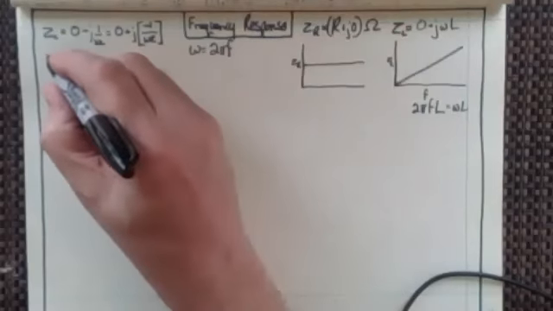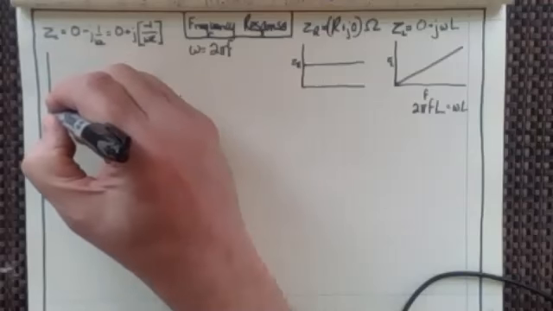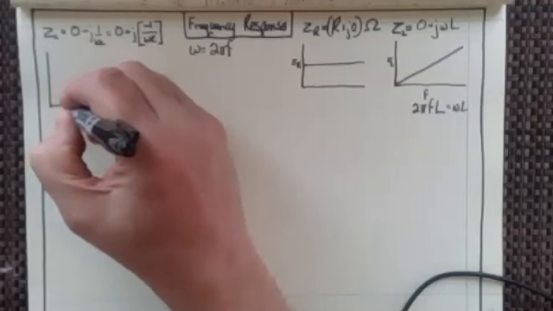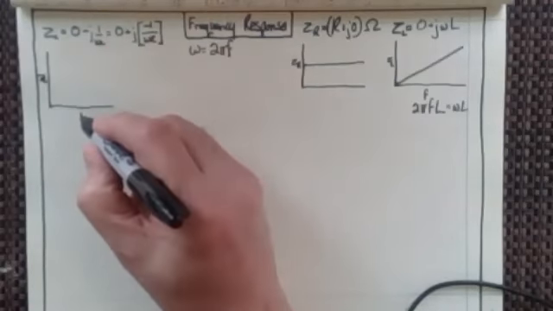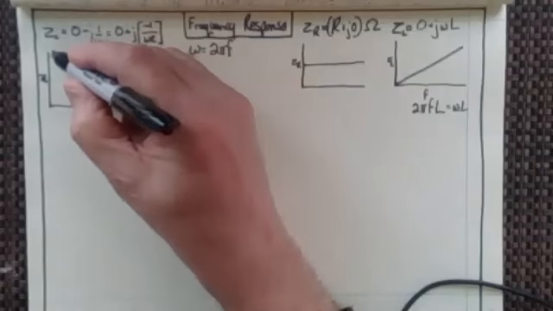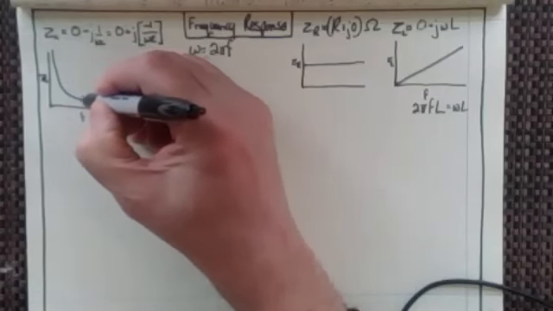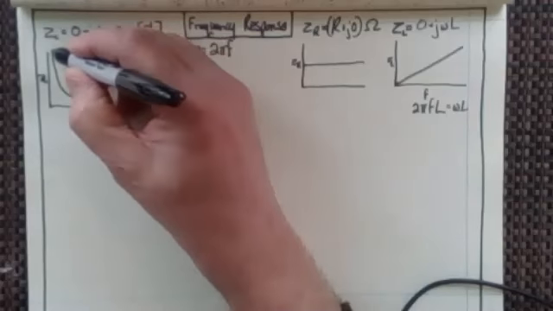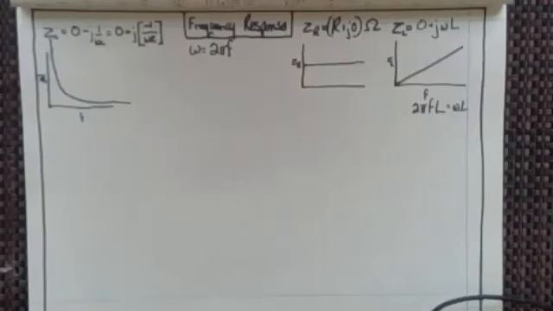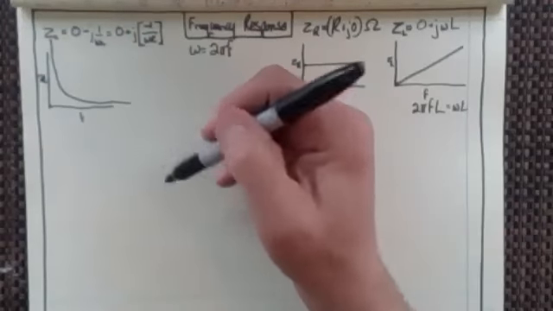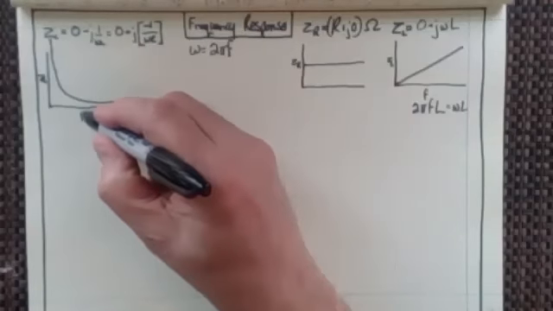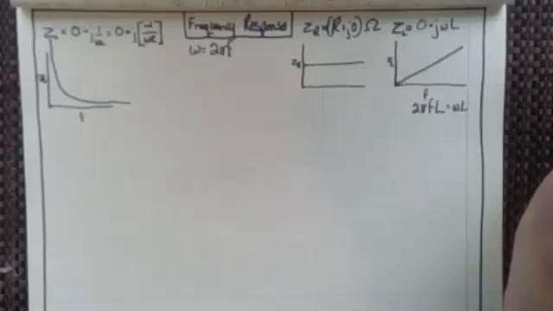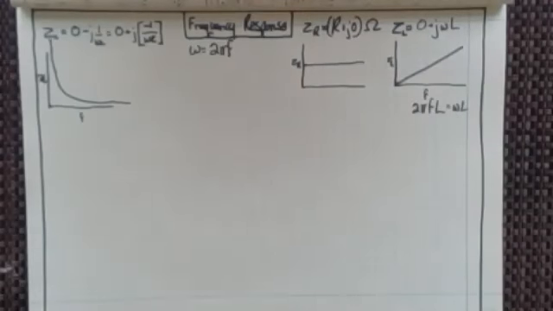Well, if I was to draw Z sub C as a relationship with frequency, it would look like this, right? An asymptote out to the two axes as the frequency got higher. Now that's what they're supposed to look like.